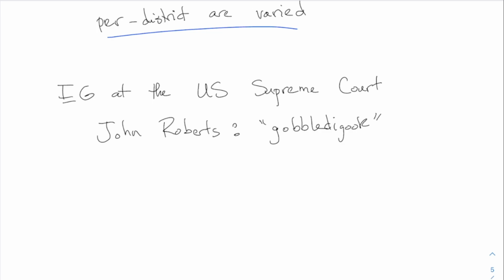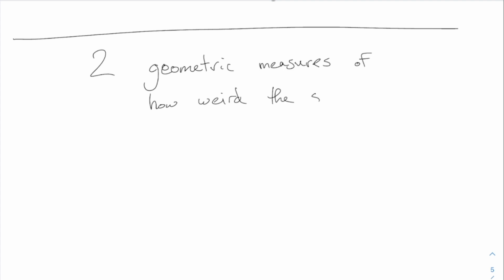What I would like to talk about, and we can start, we've got 20 more minutes today, is two purely geometric measures of how weird the shapes are. This is usually the principal objection to an unfair map. You can tell that some funny business is going on because they're using crazy shapes in the map, all right? And so this is another way that you can try to measure how fair the map is, just by measuring how insane the shapes are.